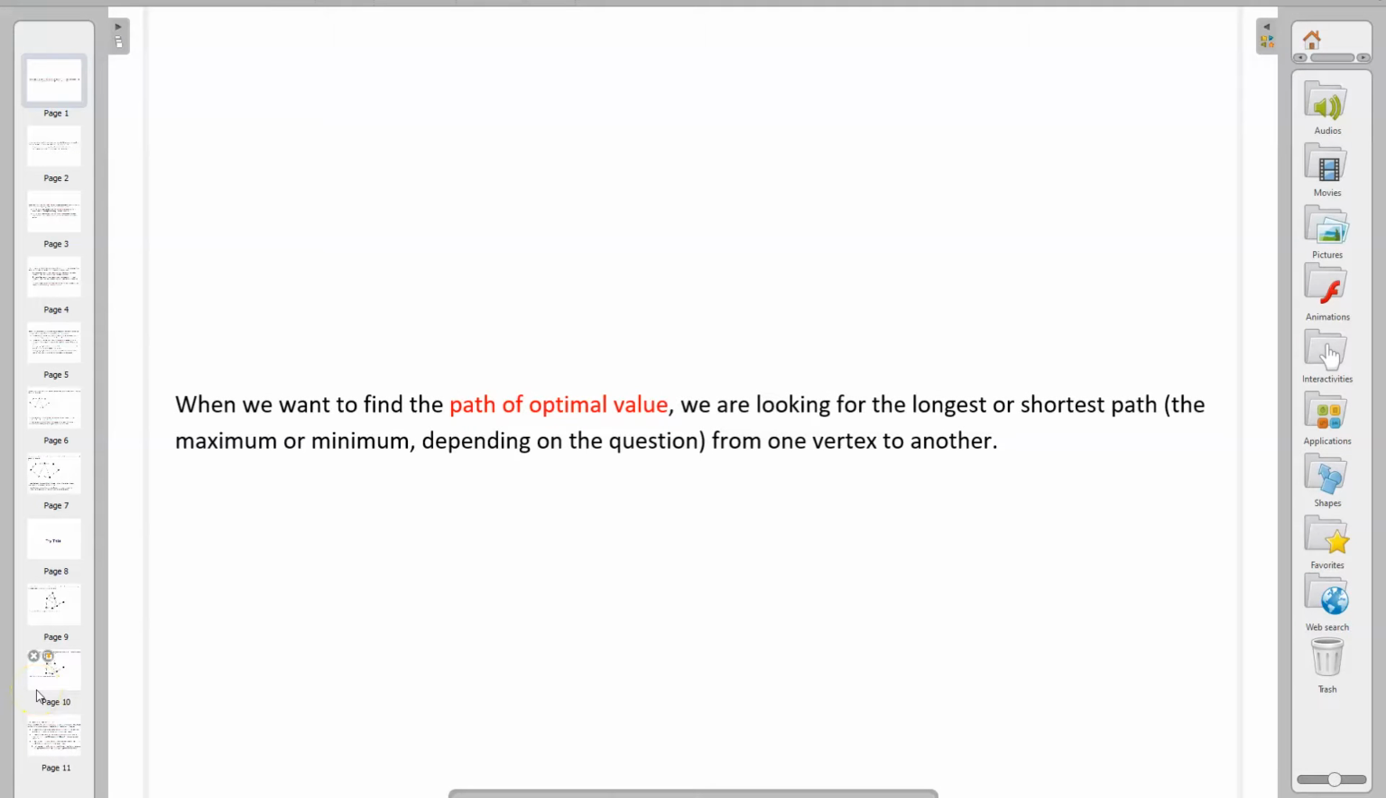In this lesson, we're talking about the path of optimal value. When we want to find the path of optimal value, we're looking for the longest or the shortest path, either the maximum or the minimum, depending on the question, from one vertex to another. So think about it as building on the unit we previously did where we're discussing maximums or minimums, but we're doing algebraic solutions in different scenarios.